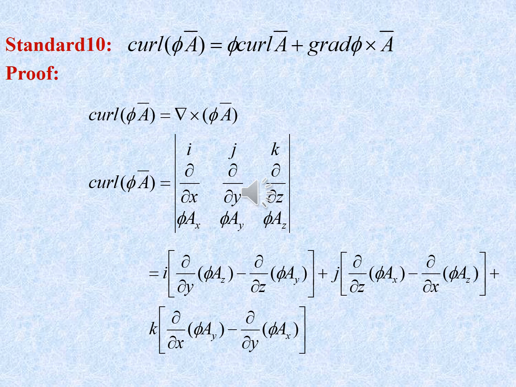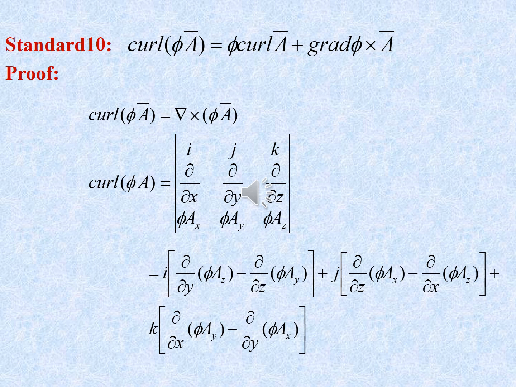We know the formula curl s is equal to del cross s. So after that we are applying the formula. Curl of phi a bar is equal to the matrix i, j, k; del by del x, del by del y, del by del z; phi ax, phi ay, phi az. Here a bar is equal to ax i plus ay j plus az k.